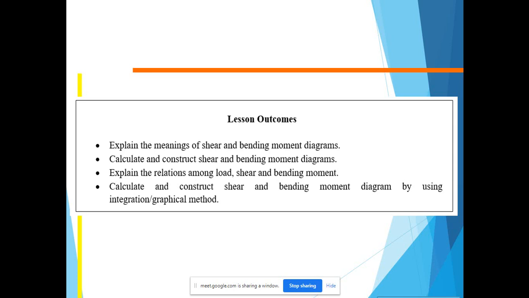And then we also expect students to be able to explain the relationship between the load, meaning external load, and the internal shear and internal bending moment. The last point, number 4, is to calculate and construct the shear force and bending moment diagram by using integration or the graphical method. I already explained that we will not cover the last point of the lesson outcome.